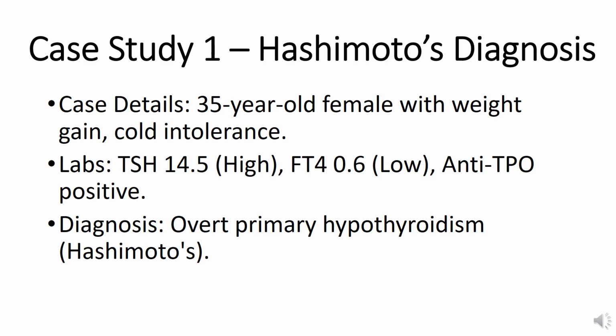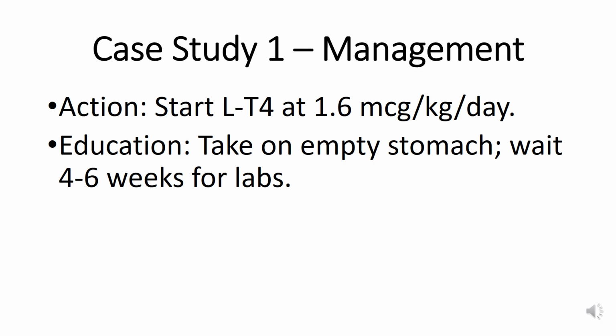This case demonstrates the classic presentation of Hashimoto's disease and highlights how symptoms, thyroid function tests, and antibody testing work together to establish a definitive diagnosis of overt primary hypothyroidism. Now that the diagnosis has been established, the next step is treatment. Our 35-year-old patient has overt primary hypothyroidism caused by Hashimoto's thyroiditis.